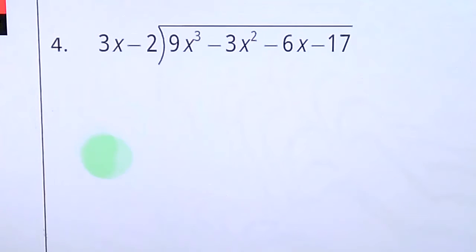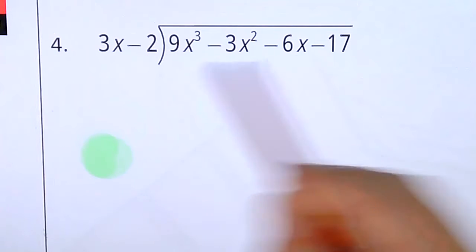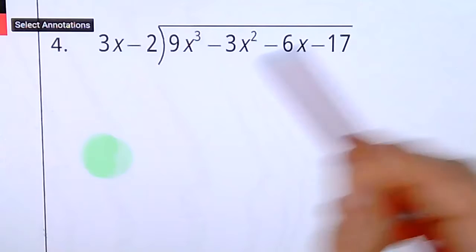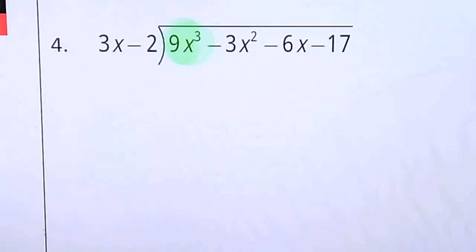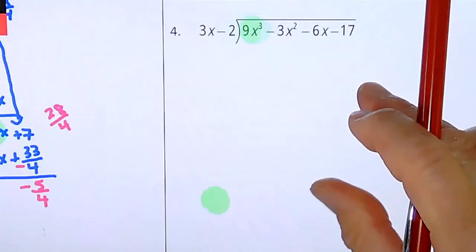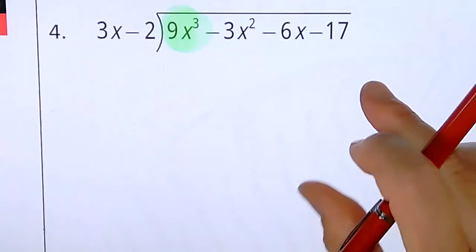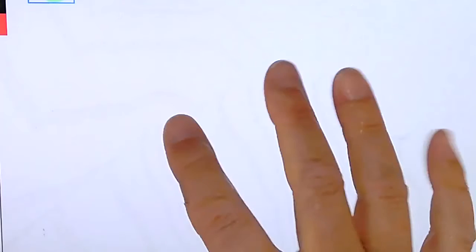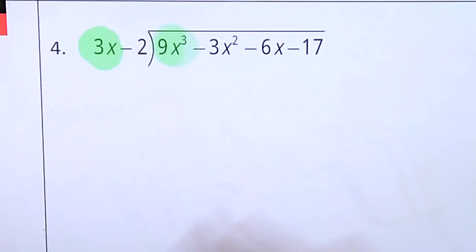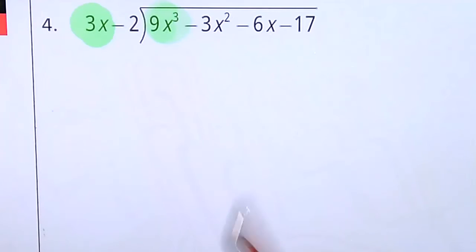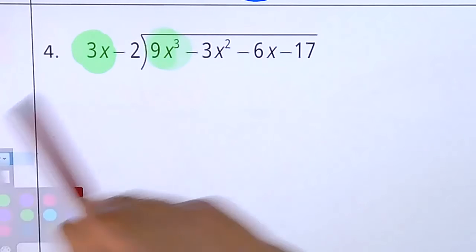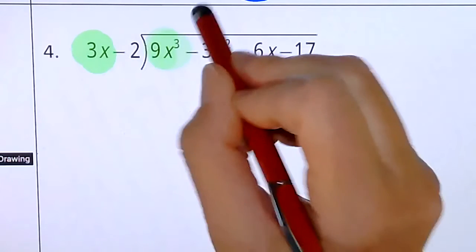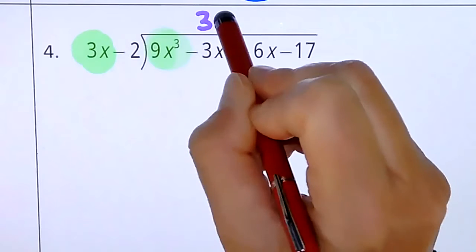Okay, so number 4, and this one's all set up. Everything is in the right descending order. And so I'm going to be focusing on that 9x cubed. And I'm going to be focusing on my 3x. Okay. So again, I'm going to be focusing on the 3x and the 9x cubed. That's what I'm going to be focusing on. So when I do this, 3x times what gets us a 9x cubed? That is going to be a 3x squared.